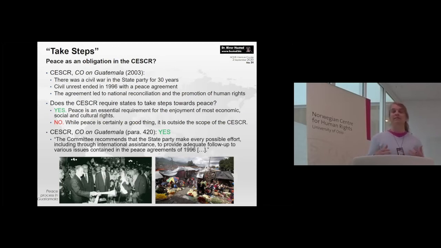So taking steps in the Covenant on Economic, Social and Cultural Rights is not only about what we would normally think of as economic, social, cultural rights: food and housing and water and health. That also applies to peace agreements, because the implementation of peace enables people to fulfill all of those other rights.